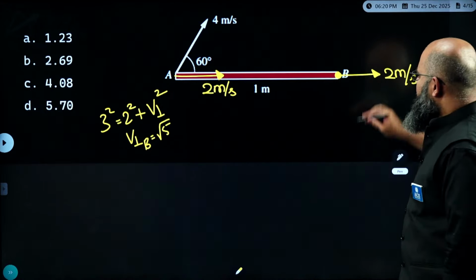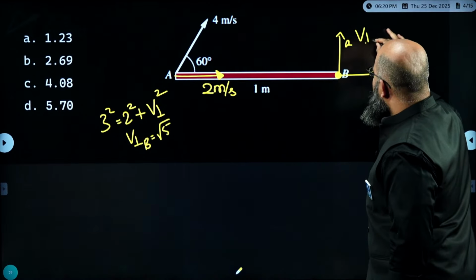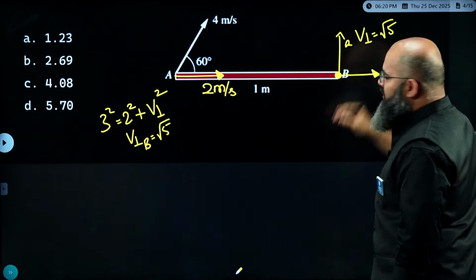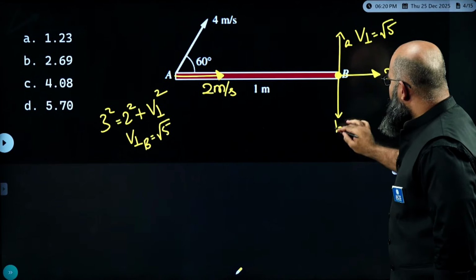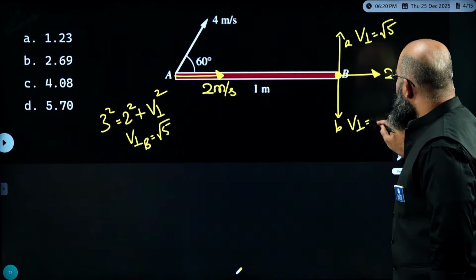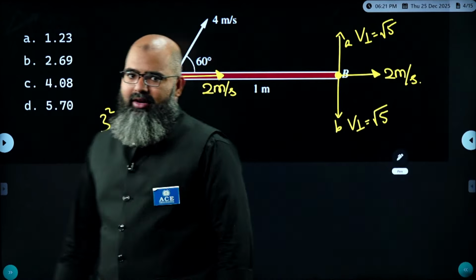Now again there are two possibilities over here. One possibility, let us say, is A bit, where V perpendicular is equal to root 5 over here. The other possibility, let us say, is B bit, where V perpendicular is equal to root 5 over here. I hope you are following this.